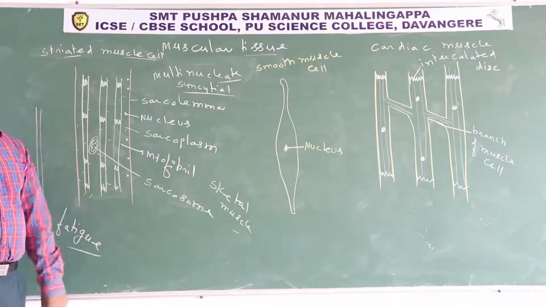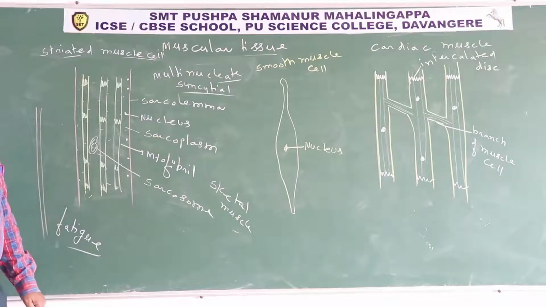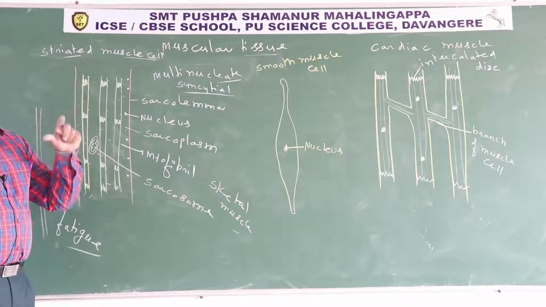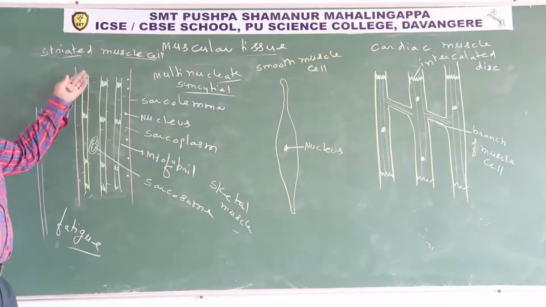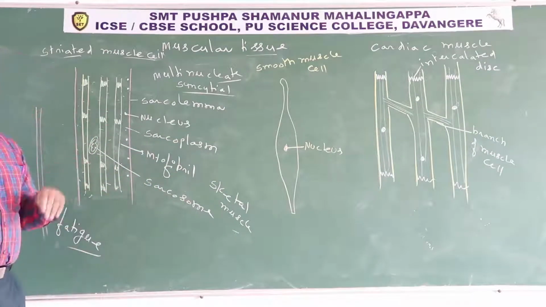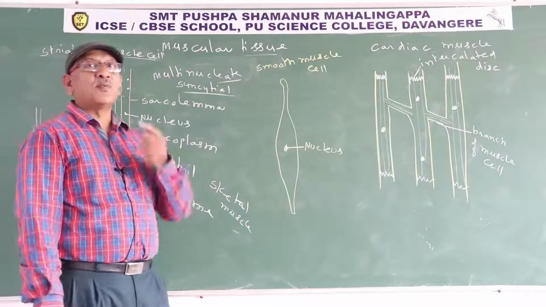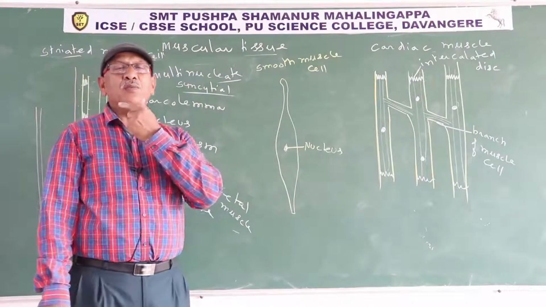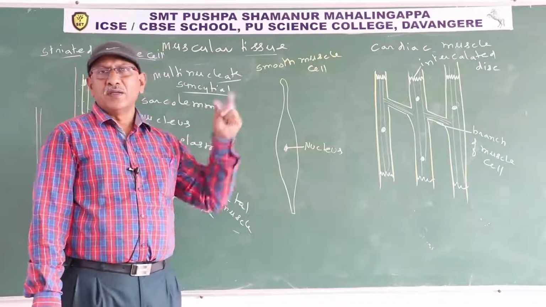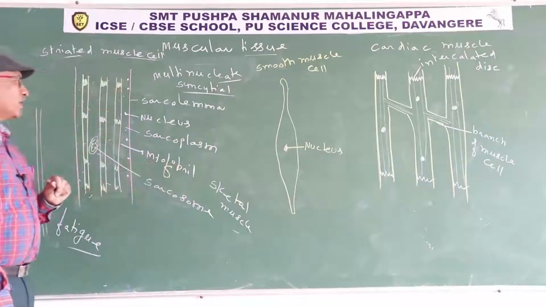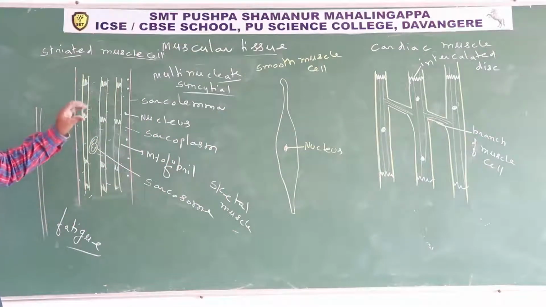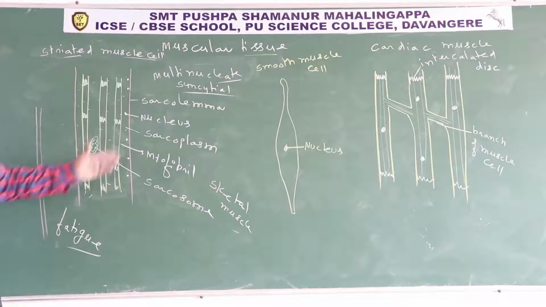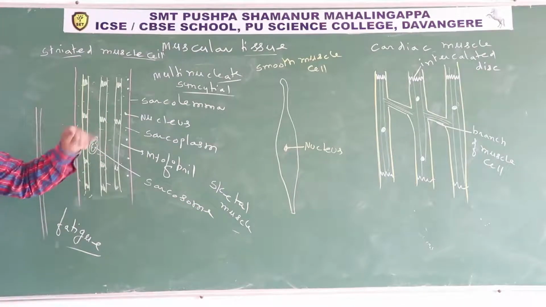Striated muscle is also known as skeletal muscle. Why? All striated muscles attach to bone. That's why striated muscles are also known as skeletal muscle, except tongue muscles. Tongue muscles are not attached to any bone. Striated muscles undergo rapid contraction and relaxation. That's why they are subjected to fatigue. What is fatigue? Great tiredness.